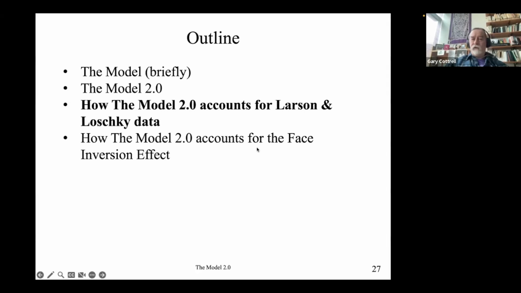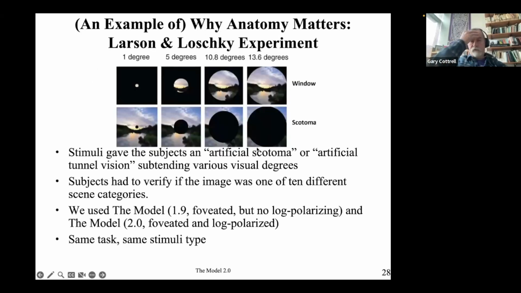So how does this model account for the Larson and Loschke data? Well, what is the data?